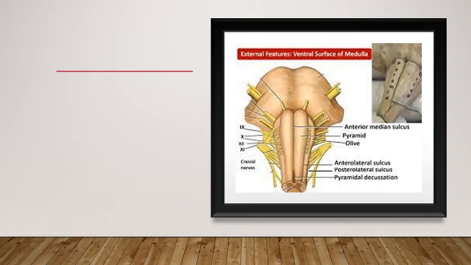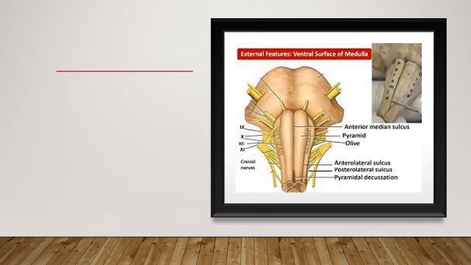In the external features or ventral aspect, the first part is the pyramid. You can see here the pyramid. It is the region between the anterior median sulcus, right? Here is the anterior median sulcus and the anterolateral sulcus, and is occupied either side of the midline by an elevation that is called the pyramid.